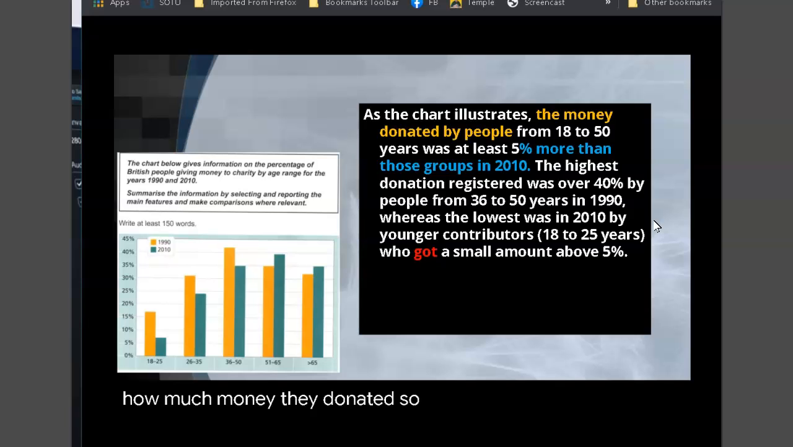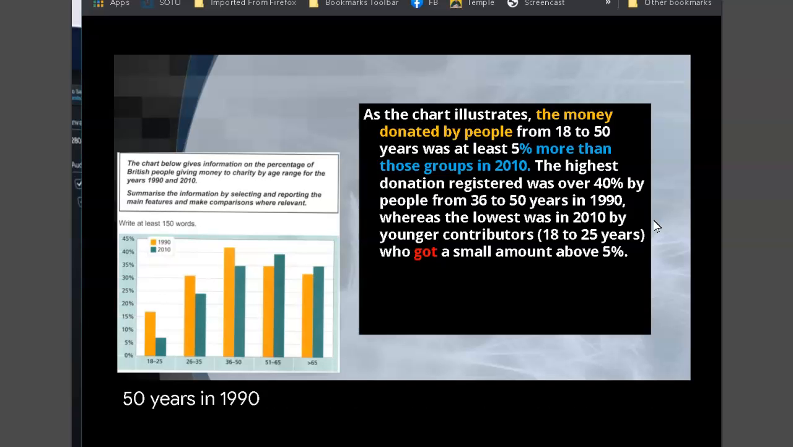So, from 18 to 50 years of age was at least 5% more than those groups in 2010. Nope, it was not. The number of people were, yes, but you can't say anything about the amount of money. Now, here you go. The highest donation registered over 40% by people 36 to 50 years in 1990.